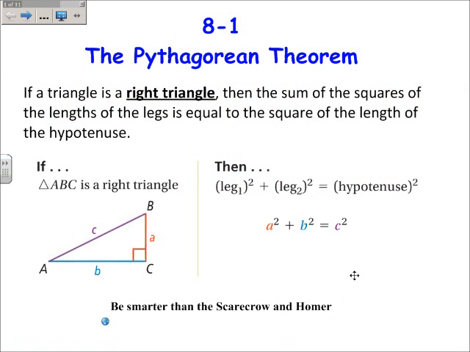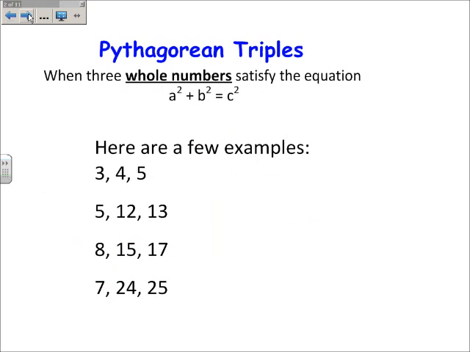8.1 is about the Pythagorean Theorem. Okay, if a triangle is a right triangle, then the sum of the squares of the lengths of the legs is equal to the square of the length of the hypotenuse. Now, to me, that doesn't make as much sense as just thinking that if it's a right triangle, then a squared plus b squared equals c squared, where c is the hypotenuse. Okay, it only works for right triangles.